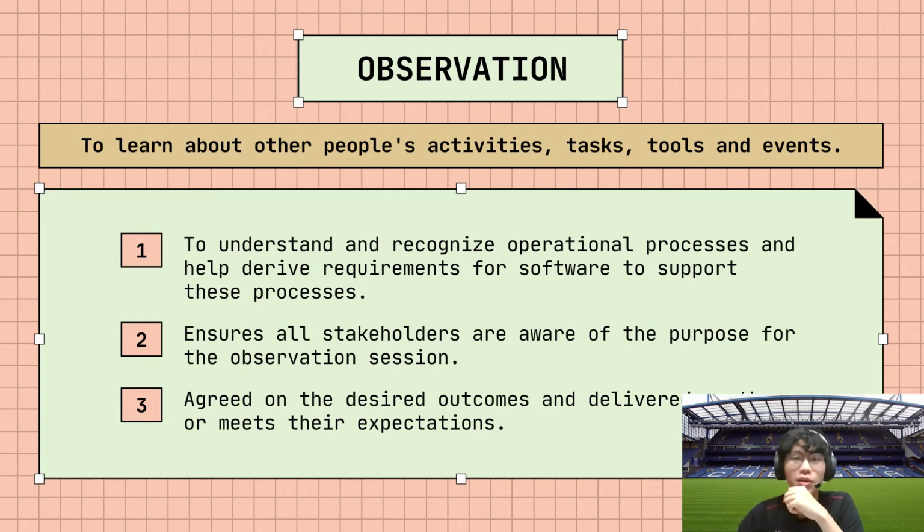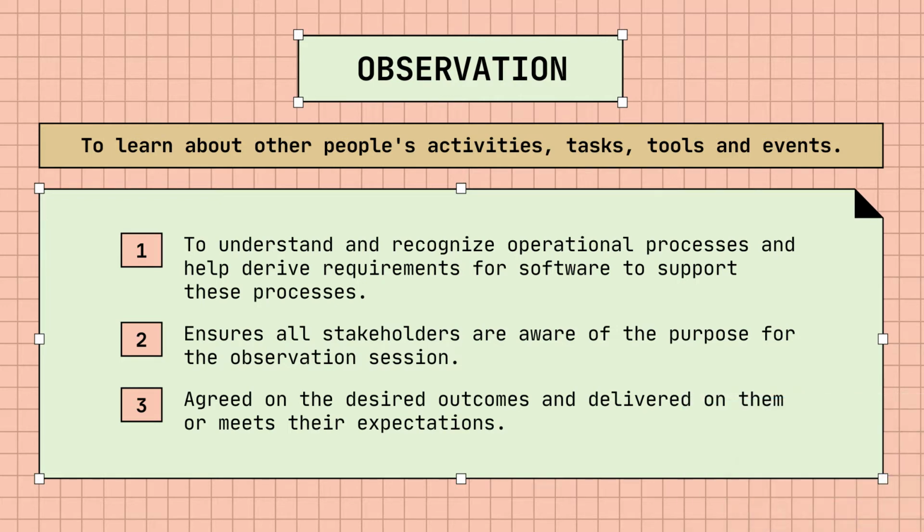Okay, so for observation, what is the purpose of observation? Observation is to learn about other people's activities, tasks, tools, and events. So there are three key elements. Firstly is to understand and recognize operational processes and help derive requirements for software to support these processes.